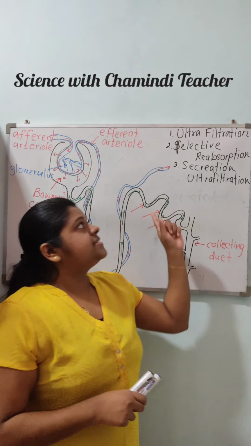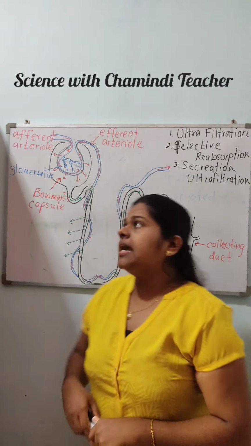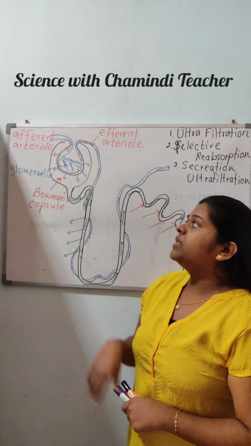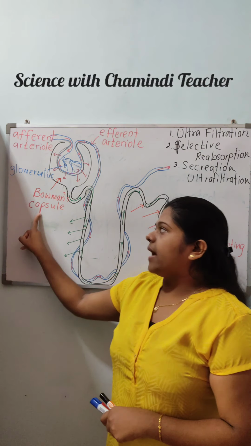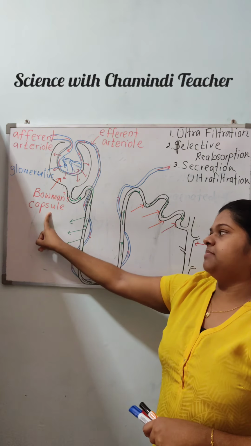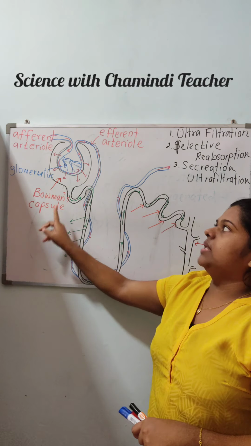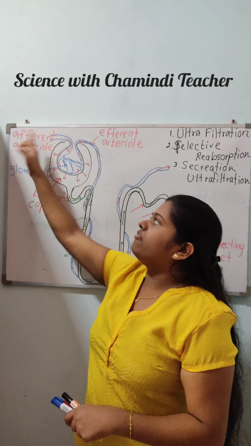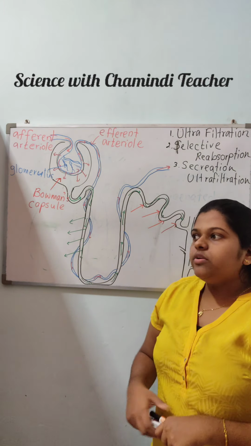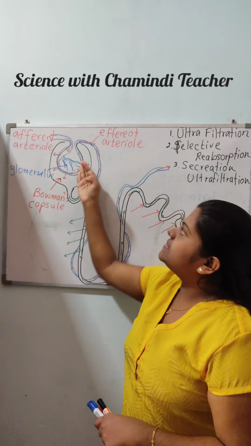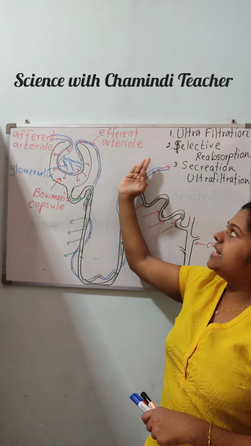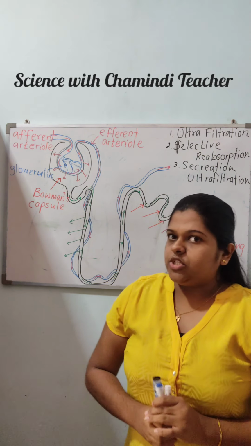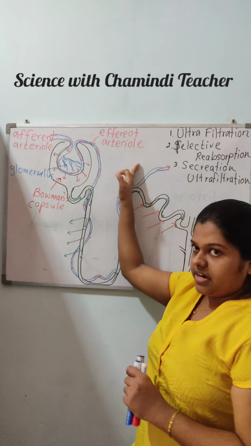First, what is ultrafiltration? Here you can see a sieve-like, round-shaped structure. This is the Bowman's capsule, and we label it as Bowman's capsule. Into the Bowman's capsule, blood is brought by an artery known as the afferent arteriole, and the blood is taken away from the capsule by the efferent arteriole. There is a main difference between the afferent arteriole and the efferent arteriole.